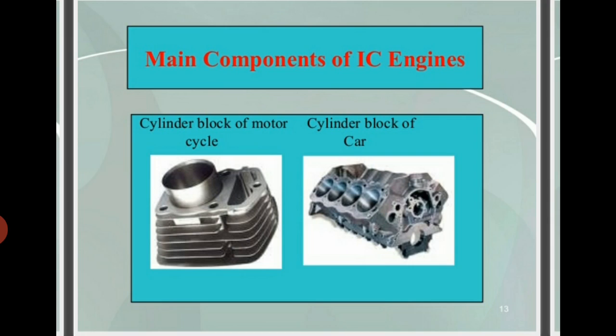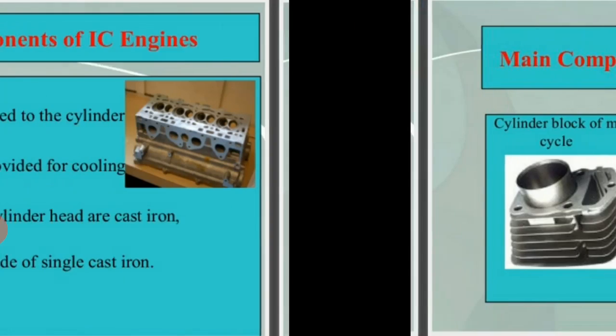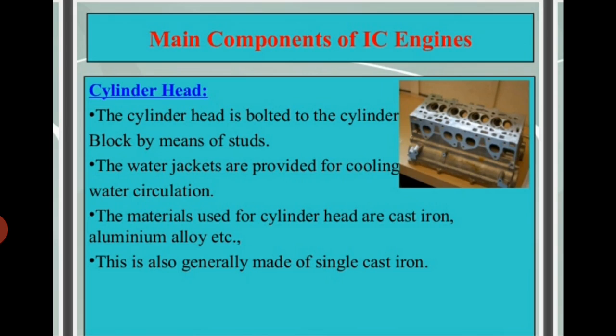Now here you can see in the slide, this is the cylinder block of motorcycle, and in the second, the picture of the cylinder block of a car. Now, our next main component of heat engine, that is cylinder head. The cylinder head is bolted to the cylinder block by means of studs. The water jackets are also provided for cooling water circulation. The material used for cylinder head is cast iron, aluminium or its alloy.